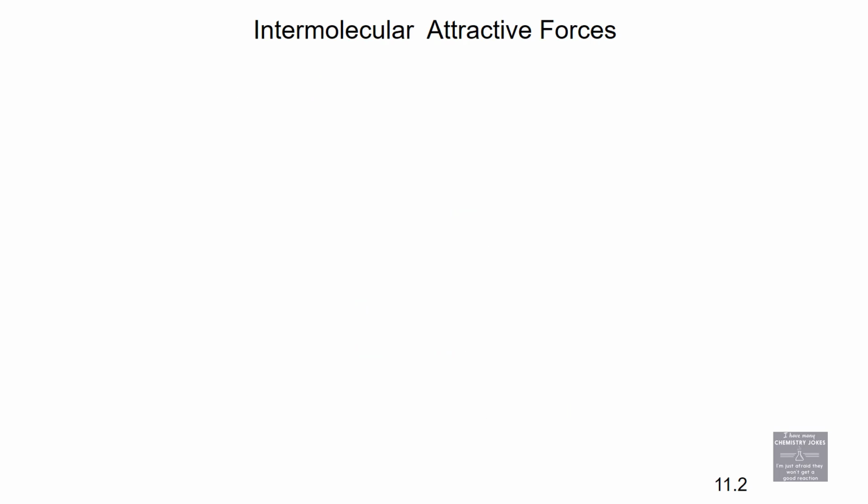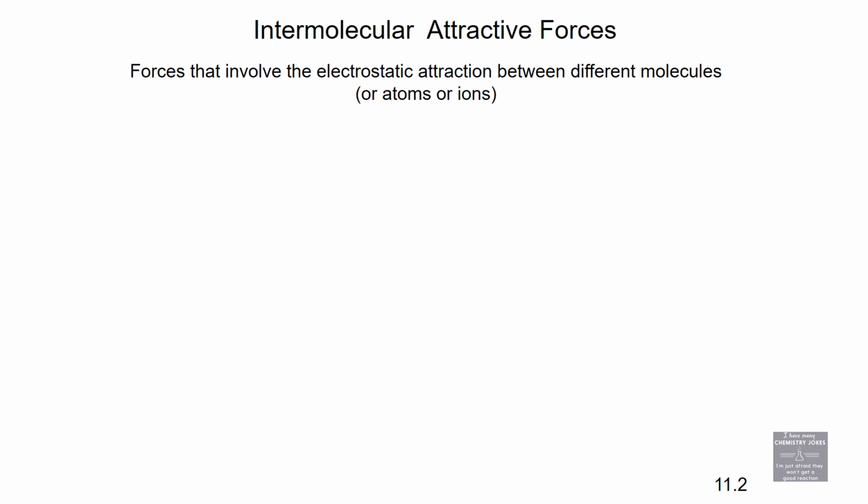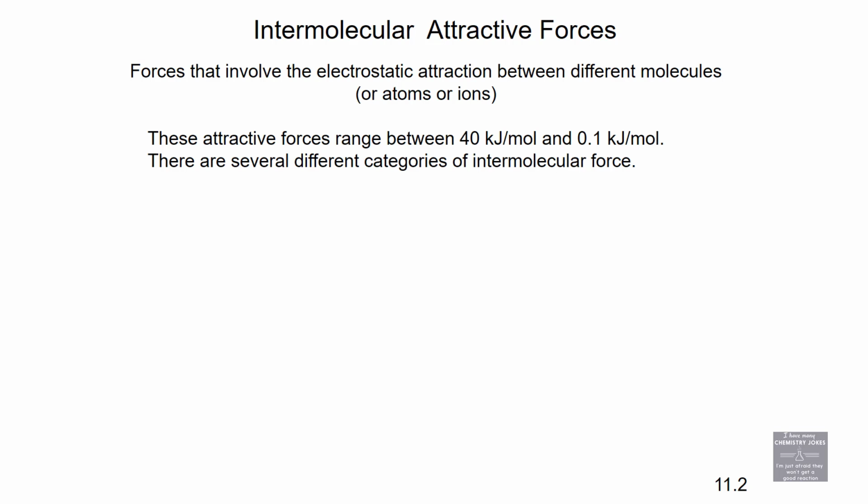So there are various types of intermolecular forces, and we will name these types. Forces that involve the electrostatic attraction, just the attraction, between different molecules. They range between 40 and 0.1 kilojoules per mole. So we showed you the water one was 40. Water is among the strongest of the intermolecular attractive forces. There are lots of others that are weaker.